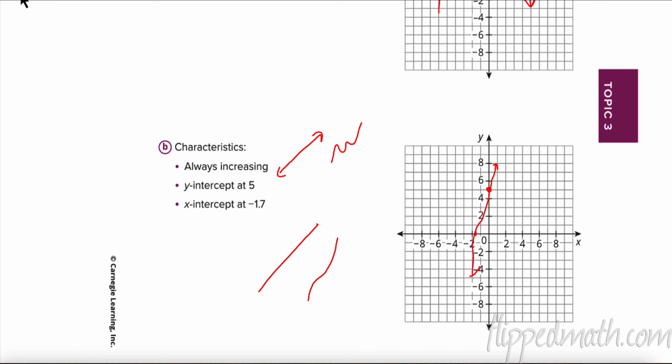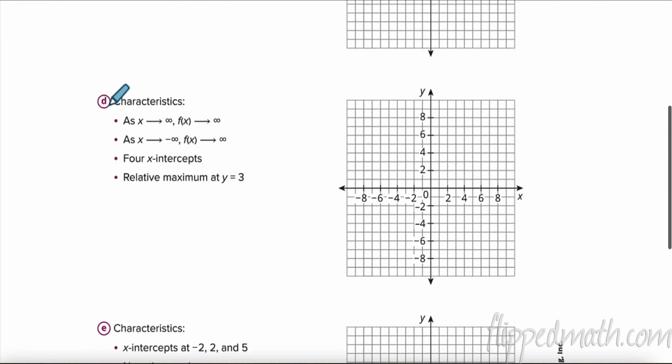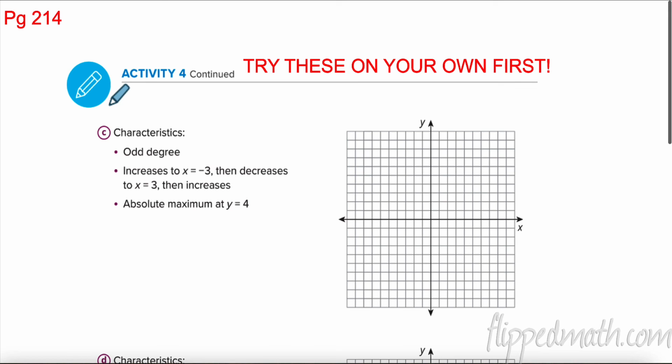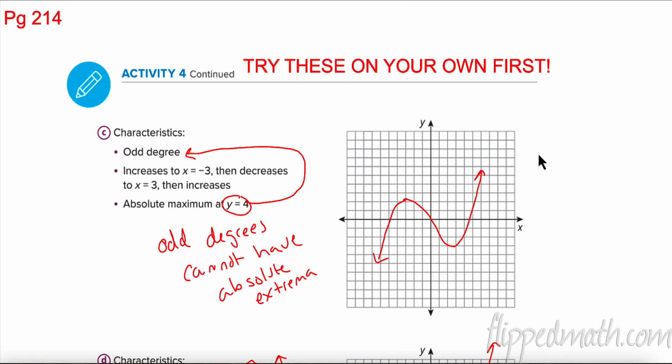All right, so what I want you to do is I want you to try C, D, and E. All right, now I'm going to give you a hint on page 214. They're not all possible to draw. So if it's not possible, I want you to make sure you tell me why it's not possible.